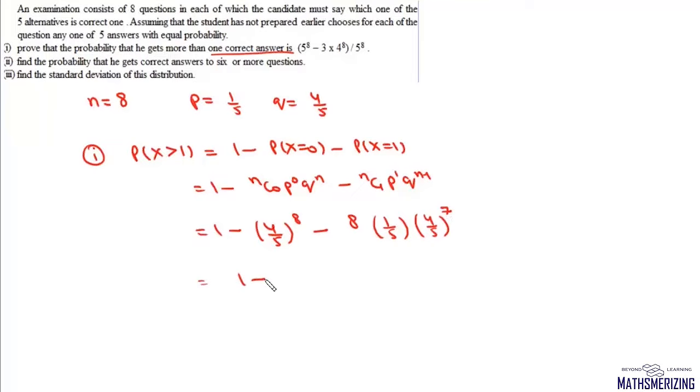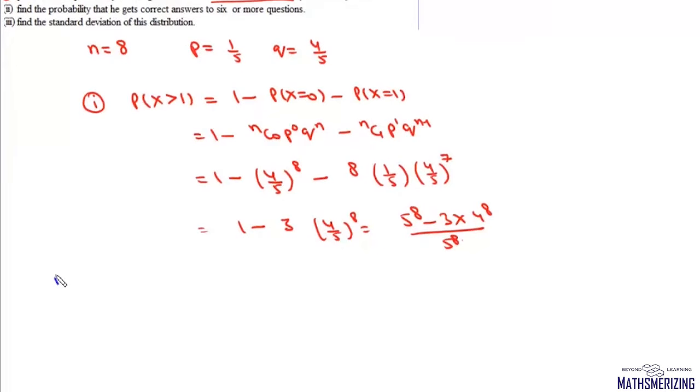Now we can have this as 1 minus, and we'll have this as 2 into 4 by 5. So there will be 3 into 4 by 5 to the power 8, which we can write as 5 to the power 8 minus 3 into 4 to the power 8 whole divided by 5 to the power 8, which is our first part.